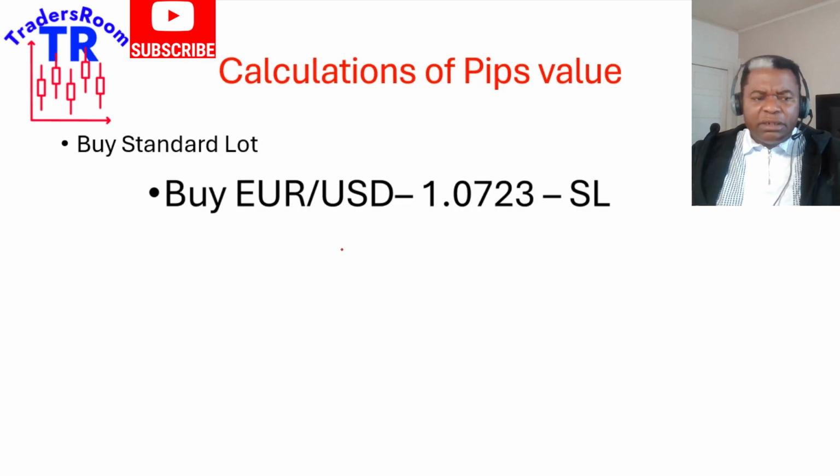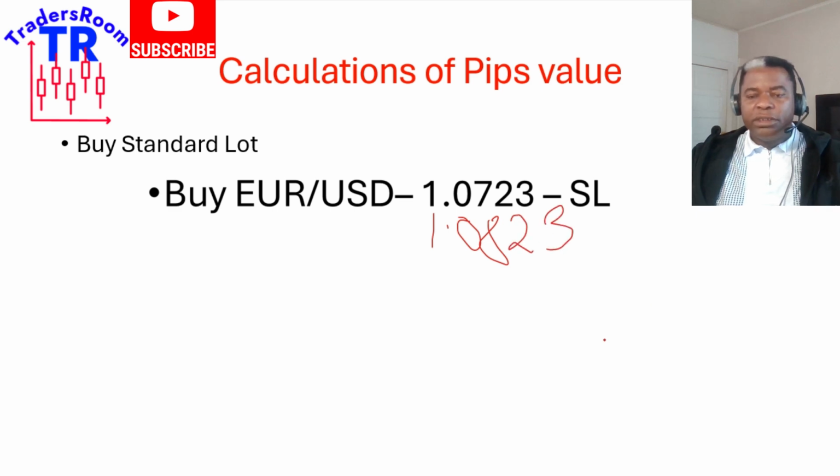Okay, let's say we come back to this place, and say that you are making this amount of money, and you were able to convert this to 1.0823. So if you make this money, how much are you making if you are trading a standard lot? If your buy is a standard lot.